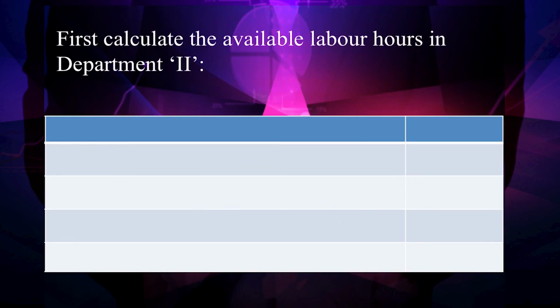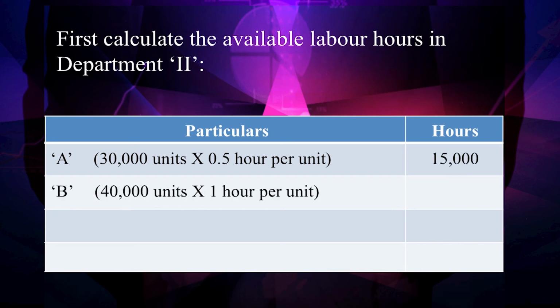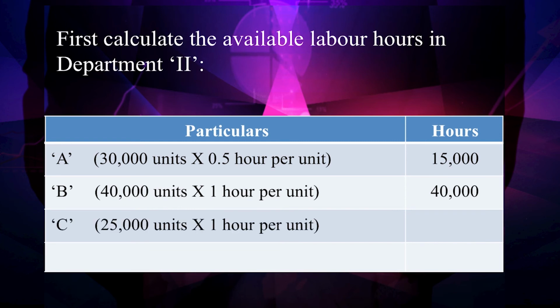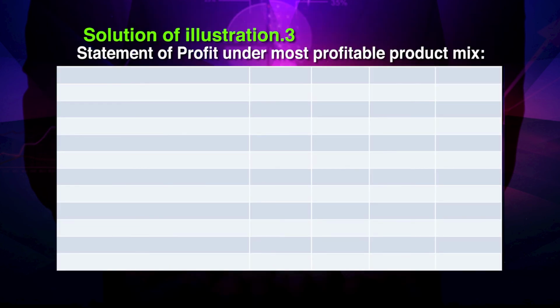Now, let us calculate the labor hours used in department 2 based on what we are manufacturing right now. Product A 30,000 units into 0.5 hour per unit, so 15,000 hours. B 40,000 units into 1 hour per unit, so 40,000 hours. C 25,000 units into 1 hour per unit, so 25,000. Total labor hours of department 2 is 80,000. Now, let us prepare the statement of profit under the most profitable product mix.